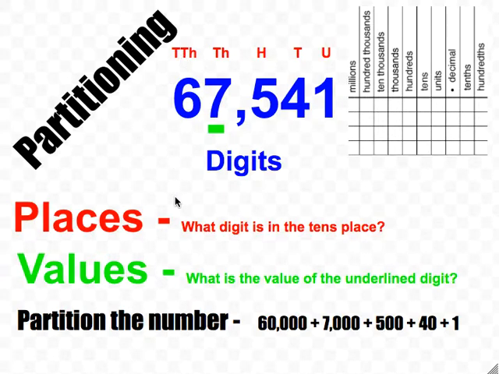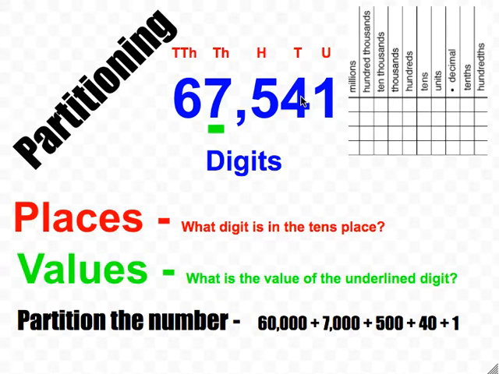Typical questions that we might come across in relation to places are like this one here. What digit is in the tens place? In this case, we would say the digit is the number 4 because that appears in the tens place.